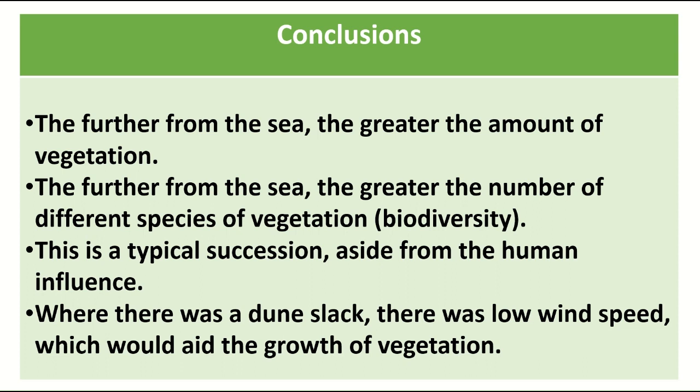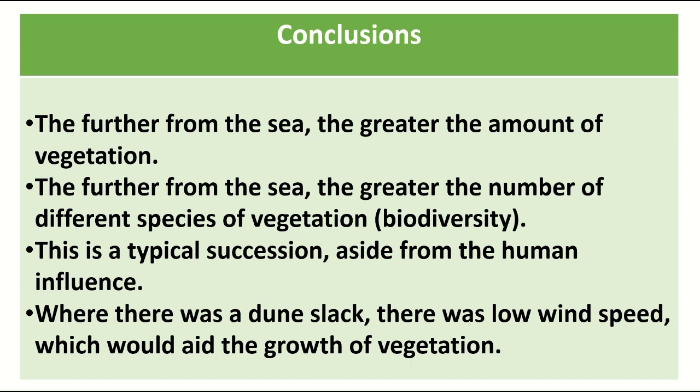Now, following the stages of our fieldwork inquiry, we then came up with some conclusions, and the conclusions are listed here. The further from the sea, the greater the amount of vegetation. The further from the sea, the greater the number of species, different species of vegetation biodiversity. This is a typical sand dune succession, aside from the human influence. If you remember, it was a typical sand dune succession, apart from the final stage, where it should have become woodland, but instead humans have built over it and created a car park and pontoons as well.